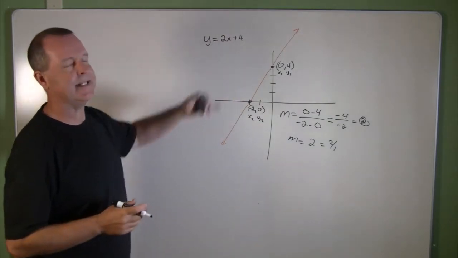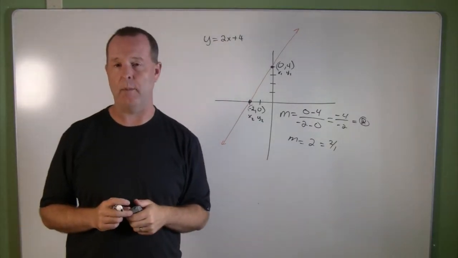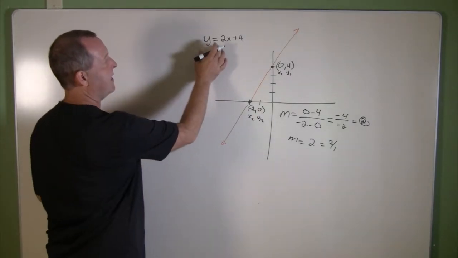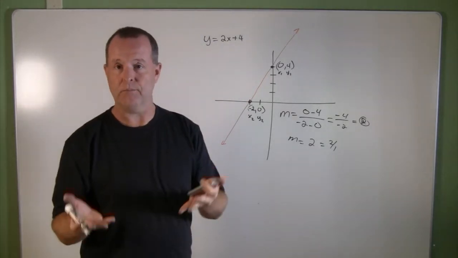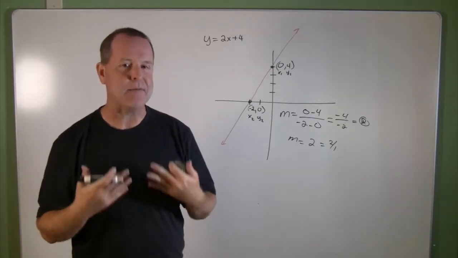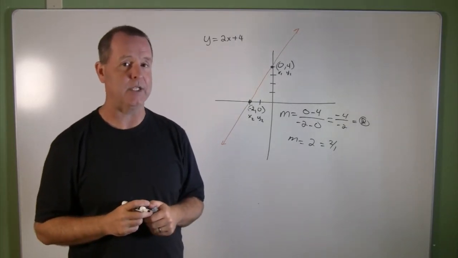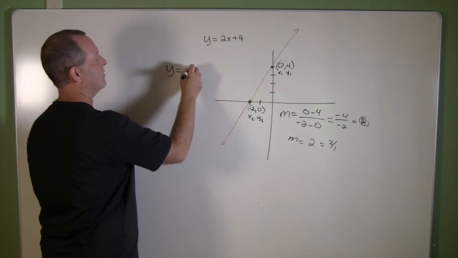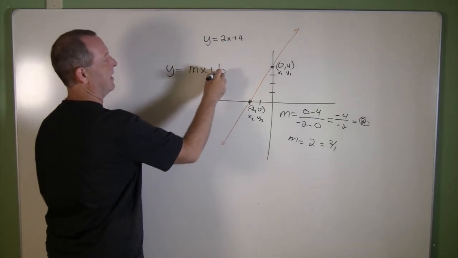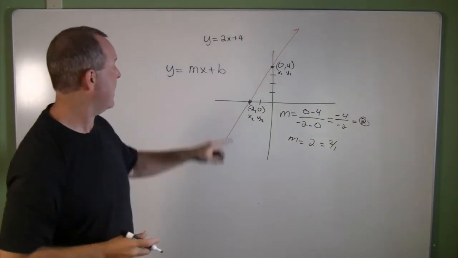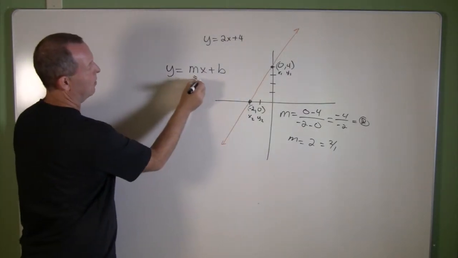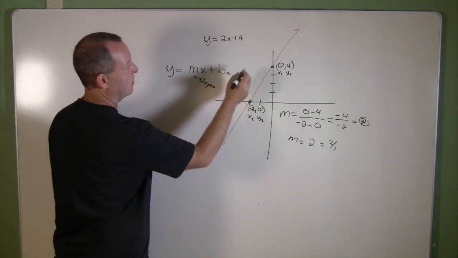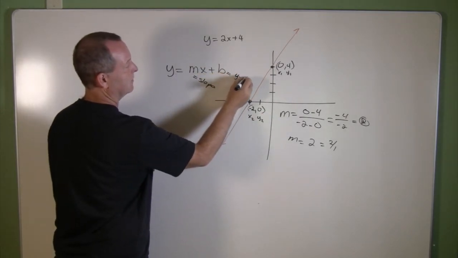But this is the slope-intercept form of a line. Anytime I can write an equation such as y equals some x plus some constant, that immediately gives me some information. And we call that slope-intercept form. We write it as y equals mx plus b, where m equals its slope and b equals its y-intercept.